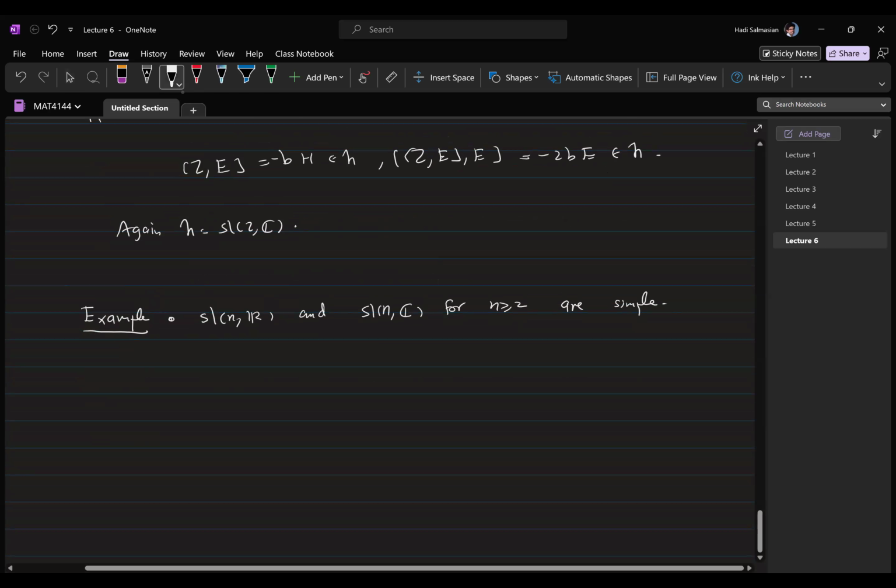What about GLNC? Do you think it's simple? GLNC is not simple. What are the ideals of GLNC? The center is an ideal, and SLNC is also an ideal. So GLNC is isomorphic to the direct sum of SLNC and the one-dimensional Lie algebra.